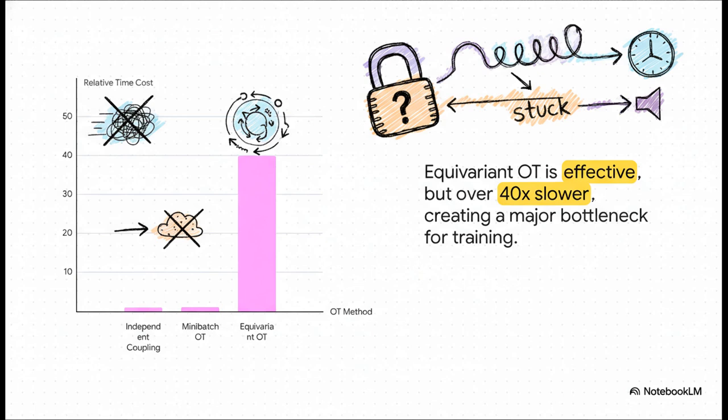Independent coupling, it's fast, but it doesn't work well. Standard mini-batch OT, also fast, but as we just saw, it's pretty useless for point clouds. And then you have equivariant OT. Now this one is effective because it can handle the permutations, but it is excruciatingly slow, like over 40 times slower. It just creates this major training bottleneck.